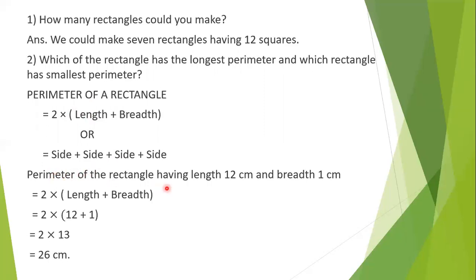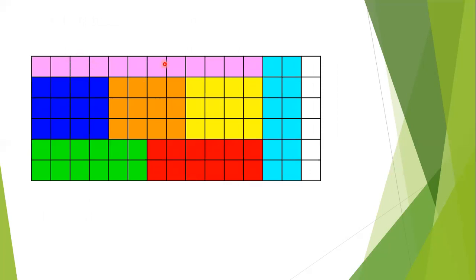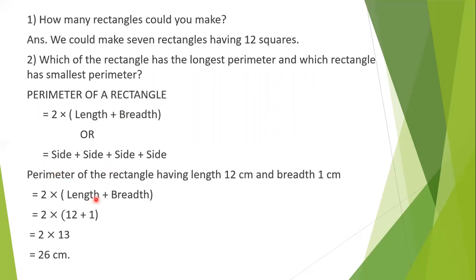So perimeter of the rectangle having 12 centimeter length and breadth 1 centimeter is 2 into (12 plus 1). What is 12? Length is 12 and breadth is 1. First we have to add the numbers given in the bracket. Always when we are solving a question, we have to solve the bracket first. So first we have to do the addition. 12 plus 1 is 13. Now 13 we will multiply by 2. 13 2s are 26. So the perimeter of the rectangle having 12 centimeter length and 1 centimeter breadth is 26 centimeter.